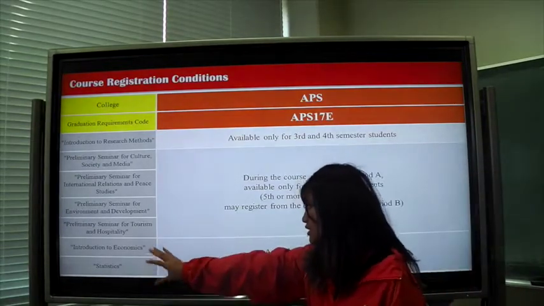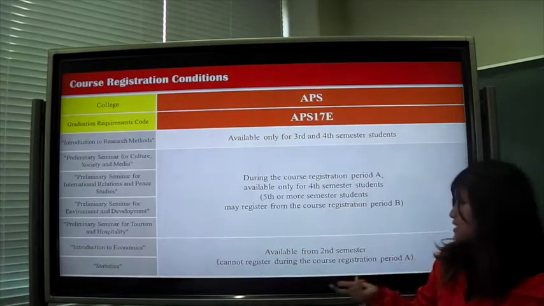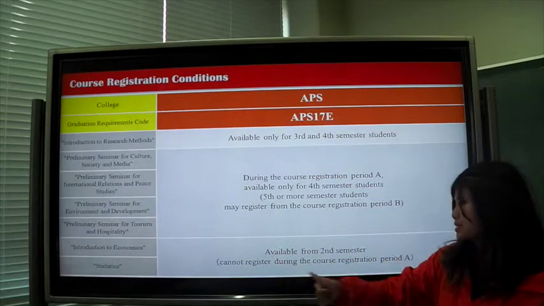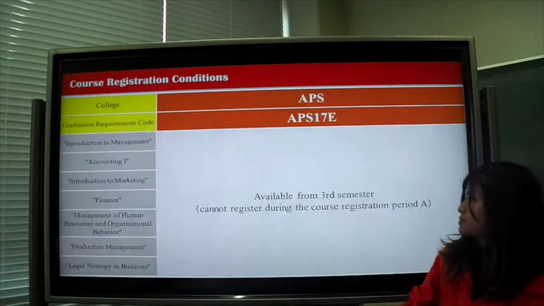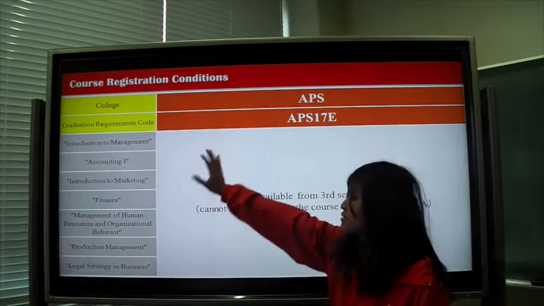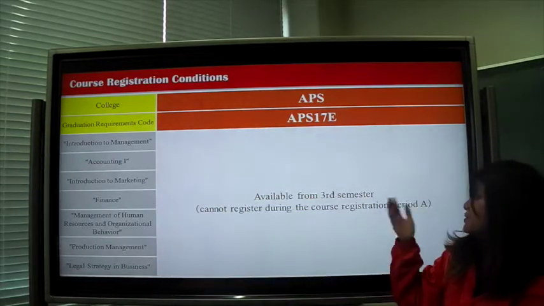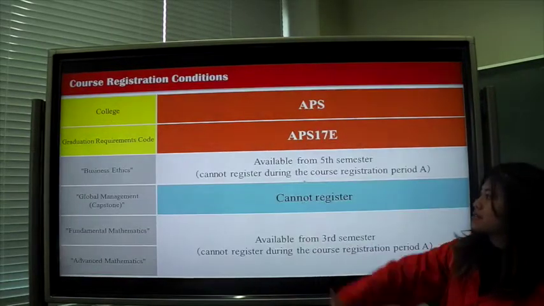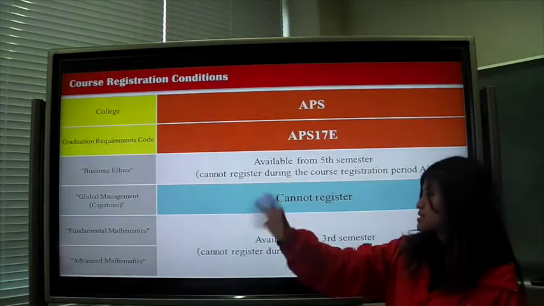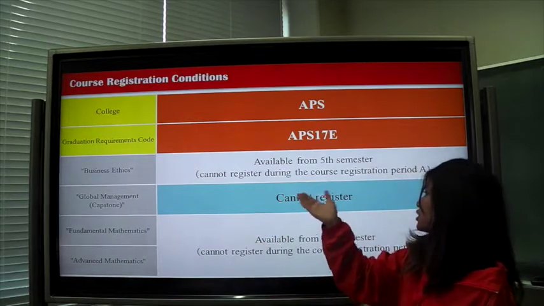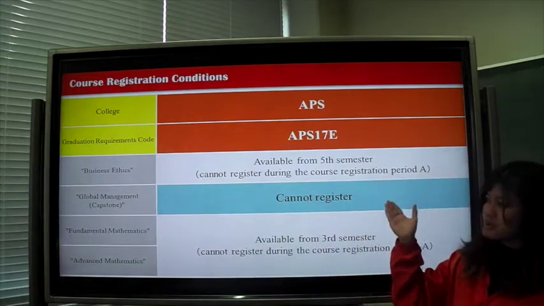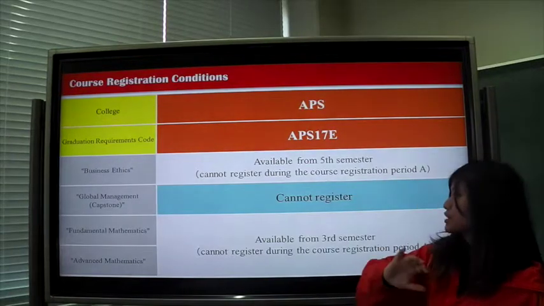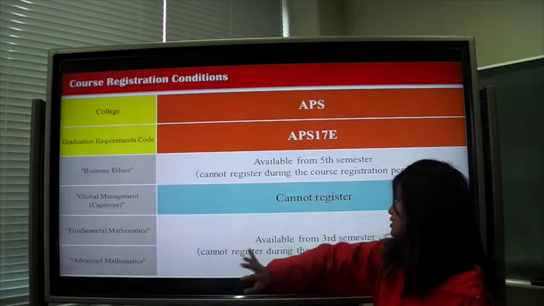And additionally, the APM classes, as I have said, are available from second semester only for introduction to economics and statistics. All APM classes, again, are available from third semester during course registration period B. And lastly, business ethics will only be available from first semester because it goes deep regarding business, and you cannot register for global management.